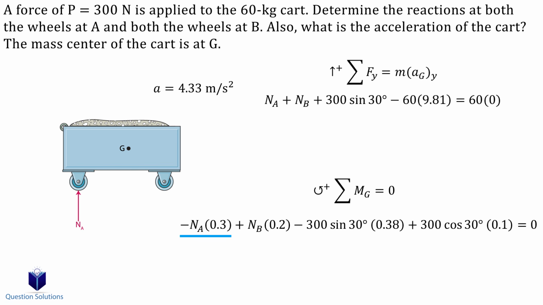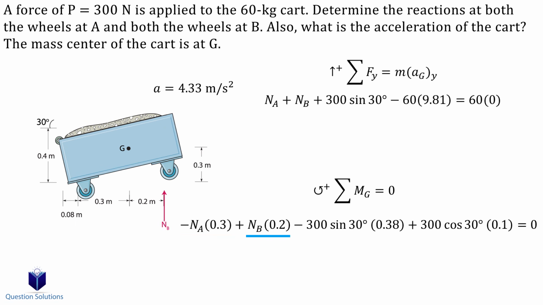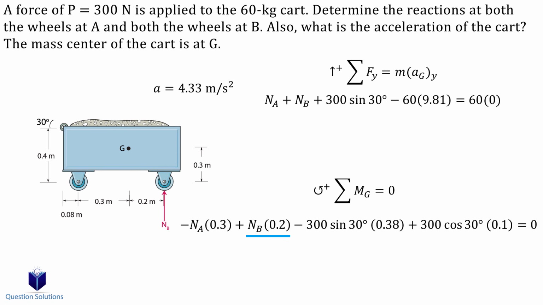Remember, moment is force times the perpendicular distance to the location where we are trying to find the moment at. So in this case, we have a distance of 0.3 meters from point A to point G. Then we have the reaction at B, and we see that if we apply that force, the cart would spin counterclockwise. So it'll be a positive moment, and the distance is 0.2 meters.